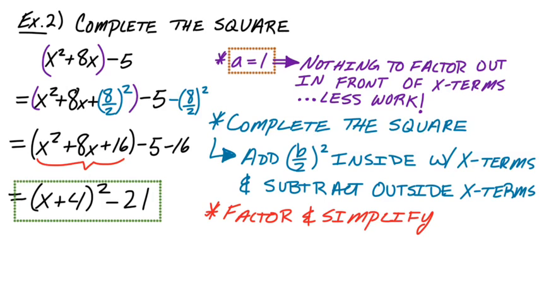That's it. So what's the whole point of this? Well, now we don't really have to do any work to find the vertex. We already know it. The vertex, this would be a shift left 4 and down 21. So it would be at negative 4 comma negative 21 for the vertex.